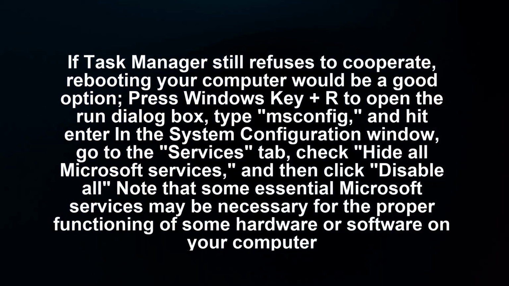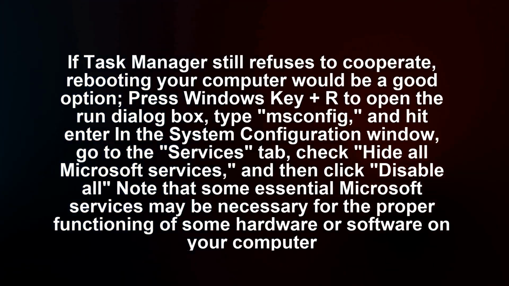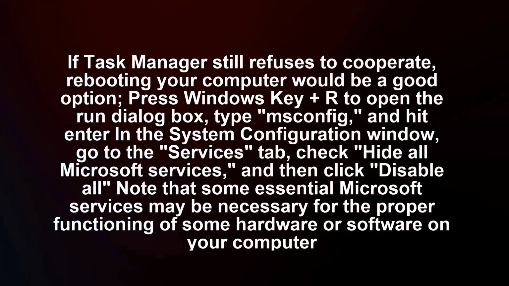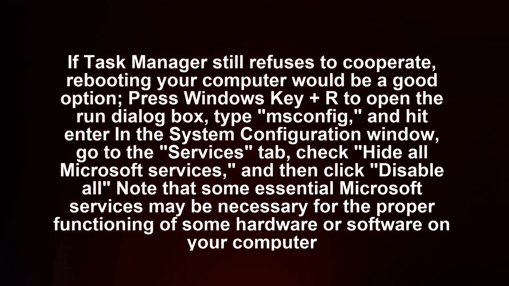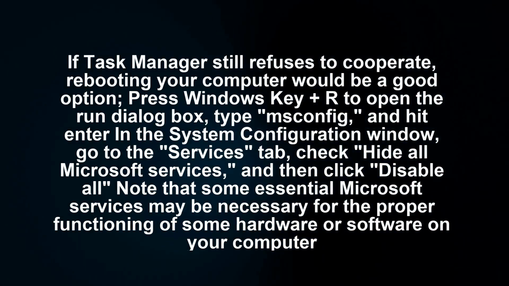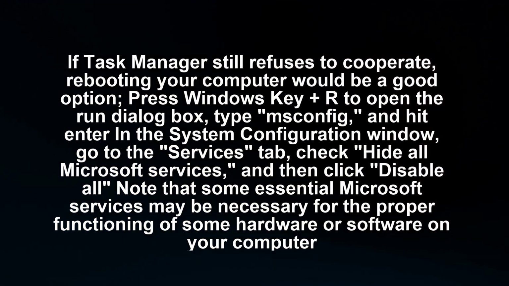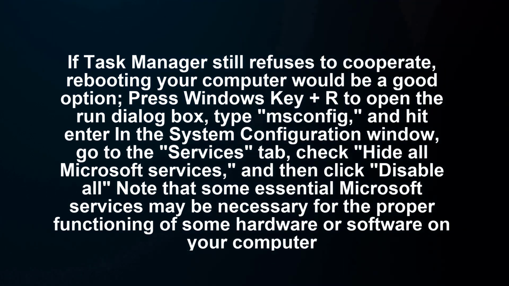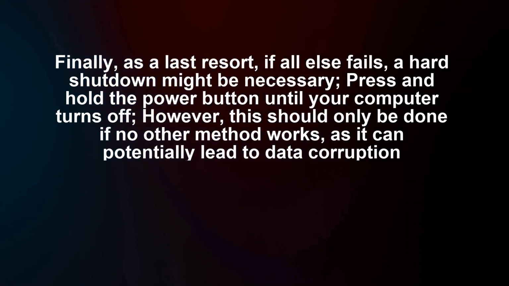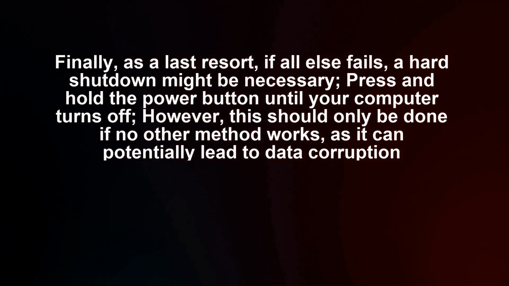Press Windows key+R to open the Run dialog box, type msconfig, and hit Enter. In the System Configuration window, go to the Services tab, check Hide All Microsoft Services, and then click Disable All. Note that some essential Microsoft services may be necessary for the proper functioning of some hardware or software on your computer.